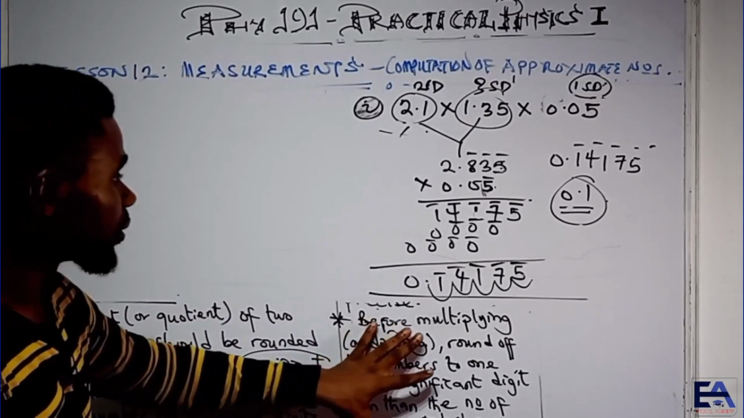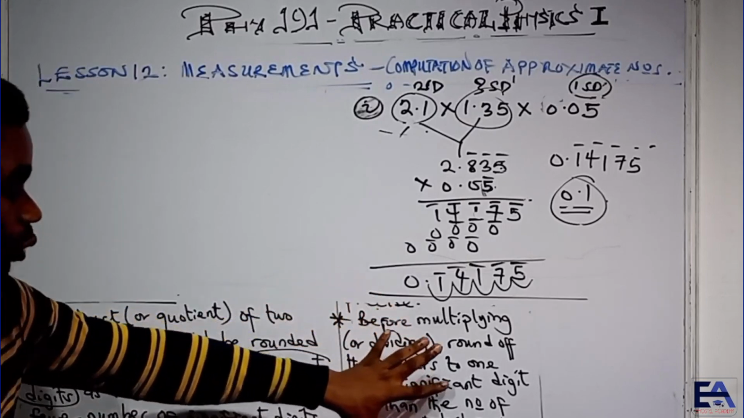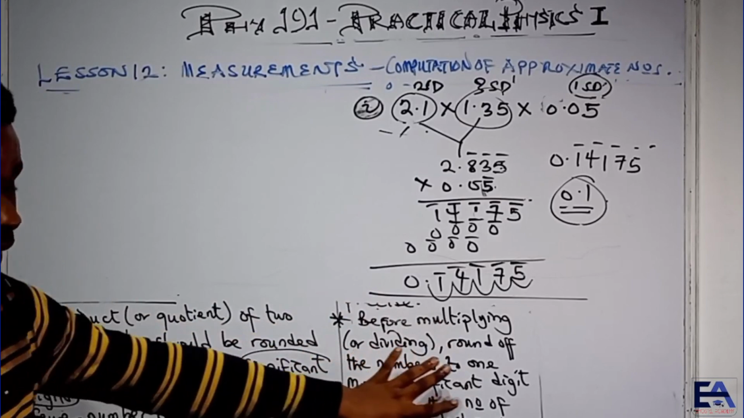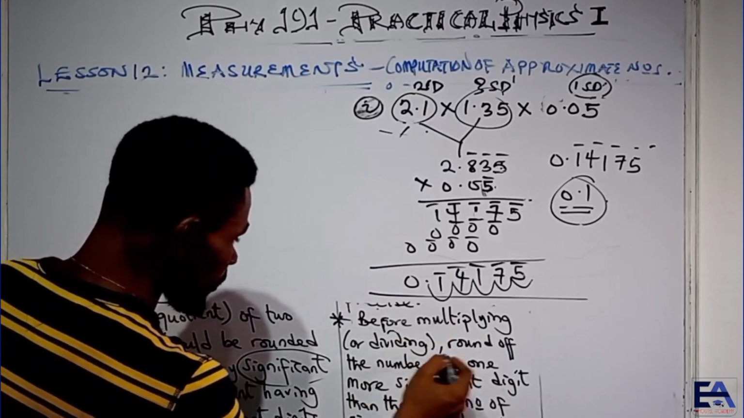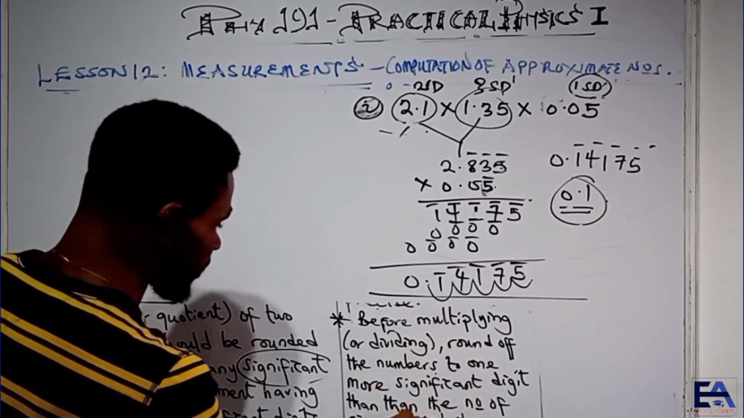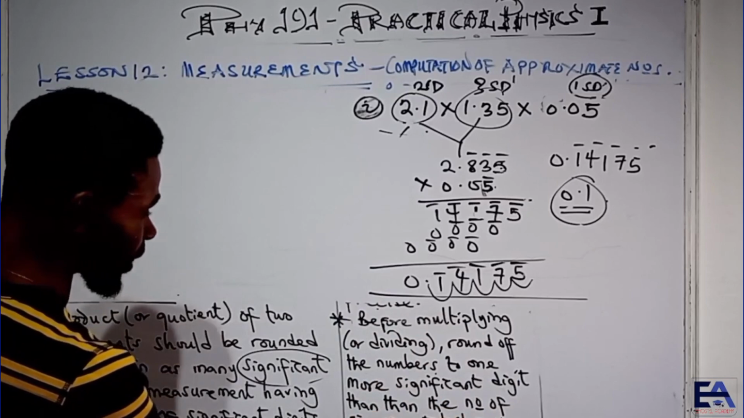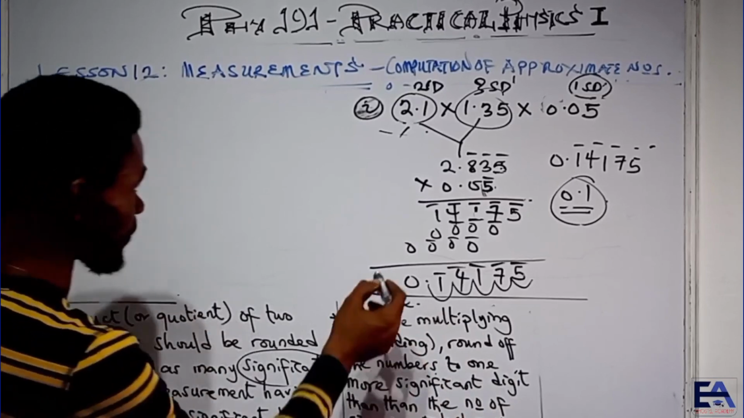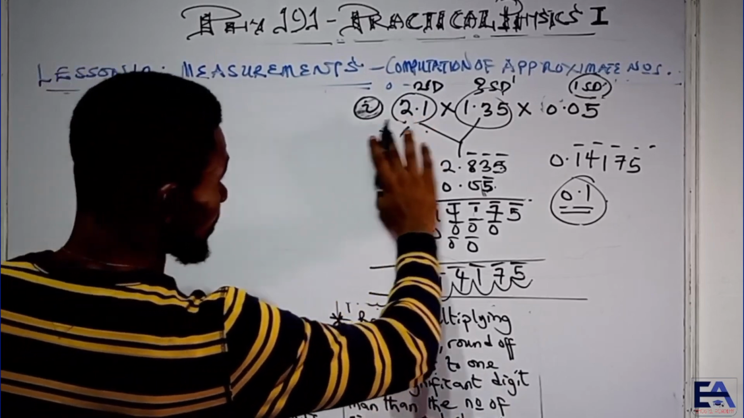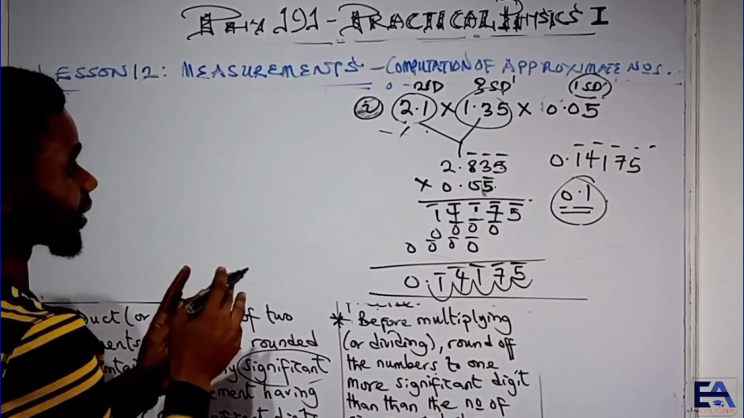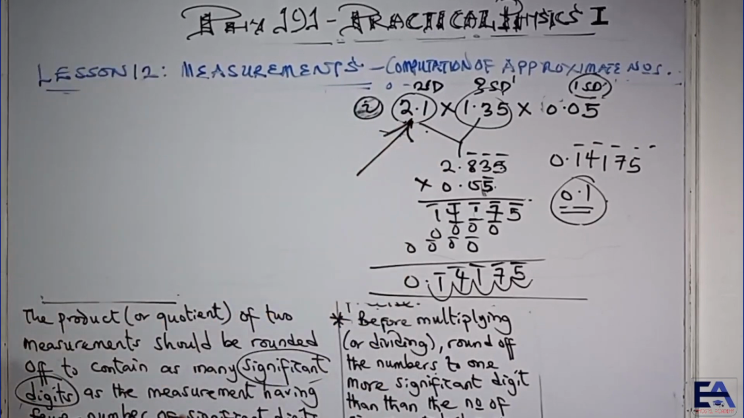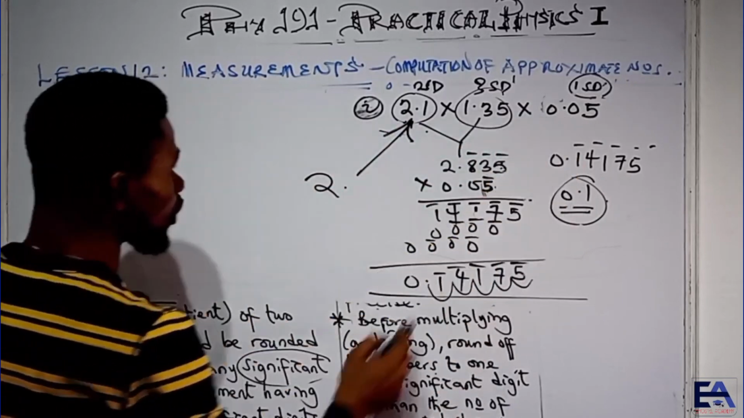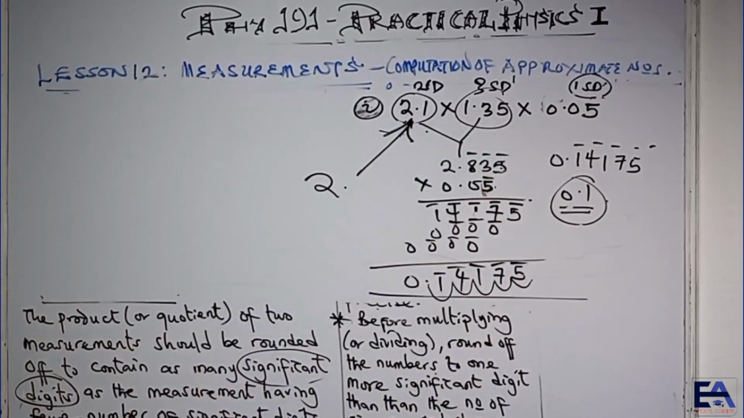All right. So the power saving rule for multiplication and division is what we want to apply now. It says before multiplying or dividing, round off the numbers to one more significant digit than the number of significant digits in the least precise factor. The least precise factor among all these three, the one that has the smallest precision, is this. How many significant digits does it have? 2. So which means that we should round off all these ones to contain 3 significant digits before we multiply.